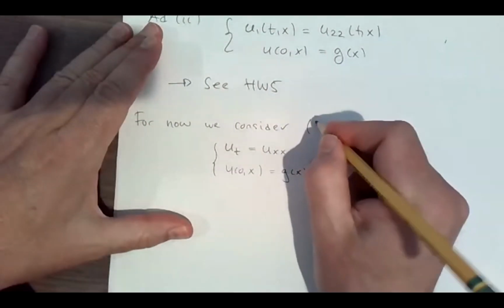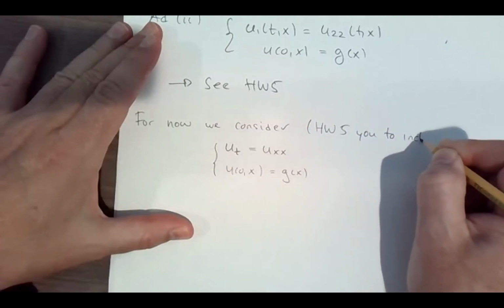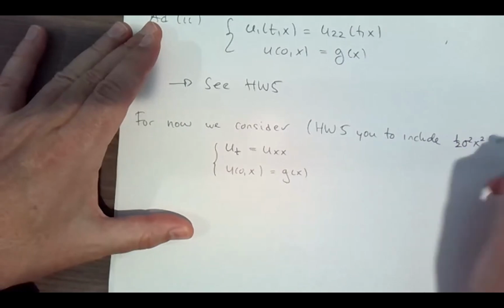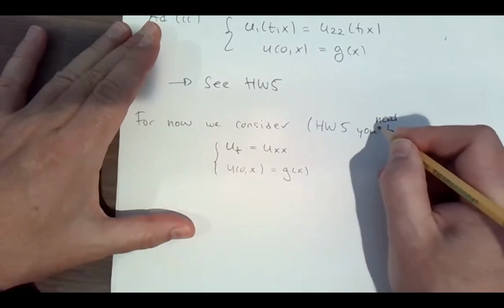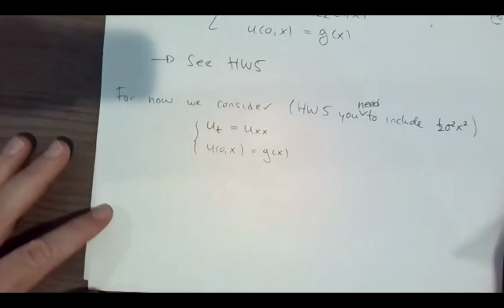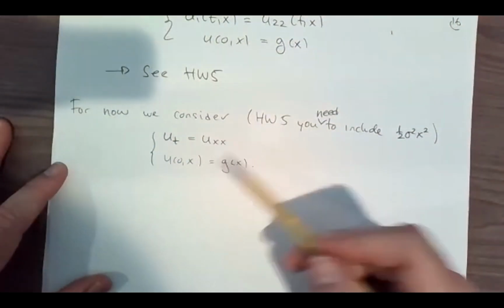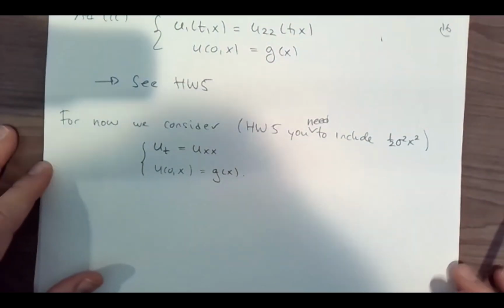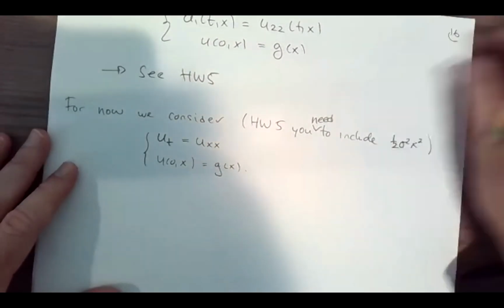But that being said, in the homework, you need to include the 1/2 sigma squared x squared. I'm just not going to do that today. I'm going to consider the simpler version here in the lectures. And then you have to make corrections to that simpler version. It's not a big correction. You just have to include these terms in your analysis when you do the numerics.